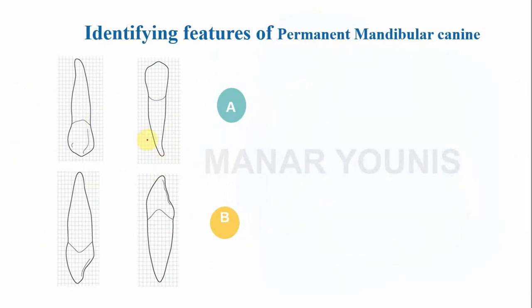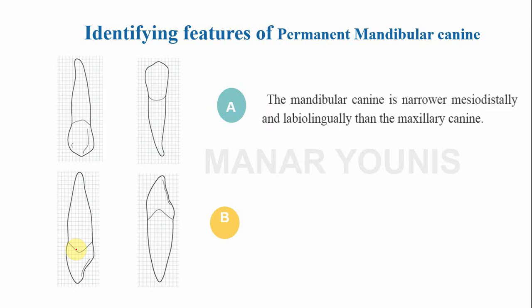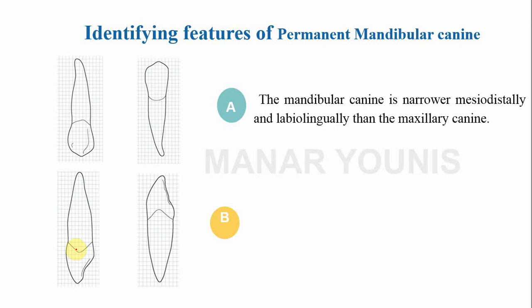Now moving to the permanent mandibular canine. The identifying features of the permanent mandibular canine: first, the mandibular canine is narrower mesiodistally and labiolingually than the maxillary canine. As is evident from this figure, the mandibular canine is narrower mesiodistally and labiolingually compared to the maxillary canine.